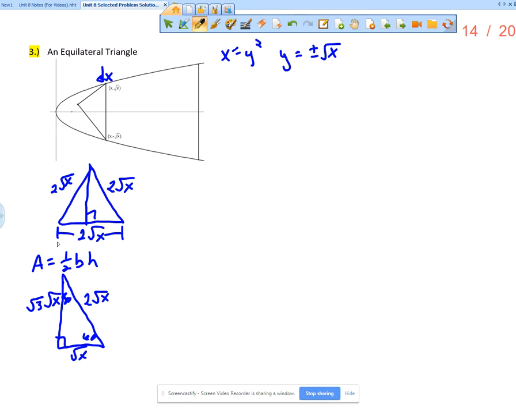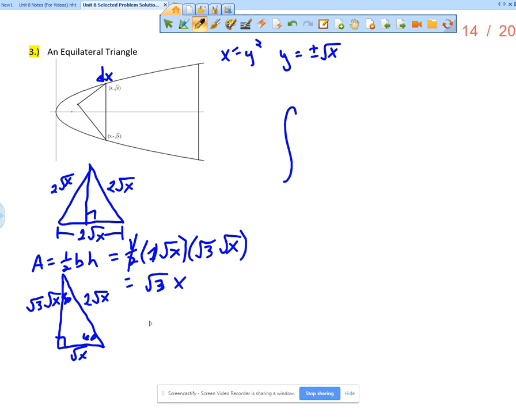All right, so now how do I find the area? Remember, the height is root 3 root x, so the area then is going to be half of the base, which is 2 root x, times the height, which is root 3 times root x. And so now you're going to integrate the area function. Let's simplify the area function a little bit. So 1/2 and 2 would reduce. Root x and root x is x. So we're just getting root 3 times x.